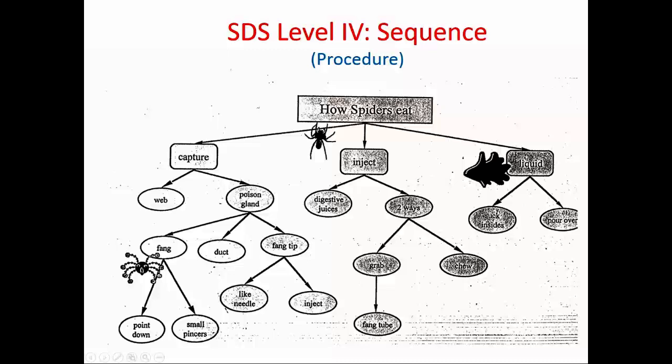So spiders capture their food in a web using their poison gland, which is comprised of a fang and a duct and a fang tip, that are pointed down. They basically inject the poison into the prey with their needle-like fang tips. Once they've injected it, they start to insert their digestive juices. They are, in the meanwhile, doing two things to their prey.